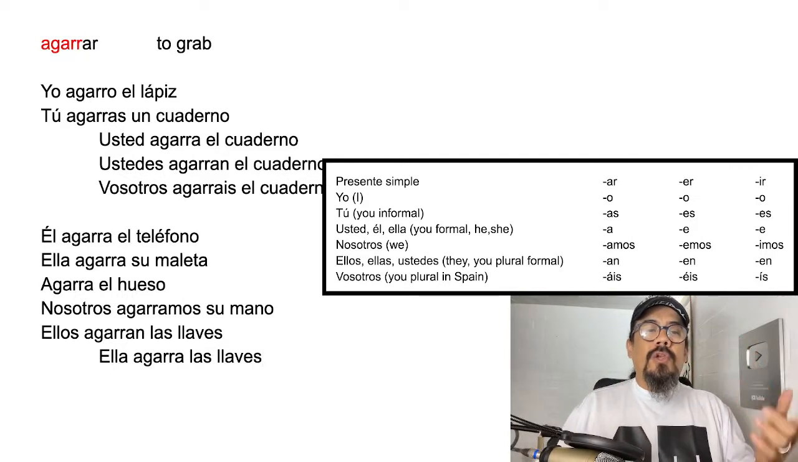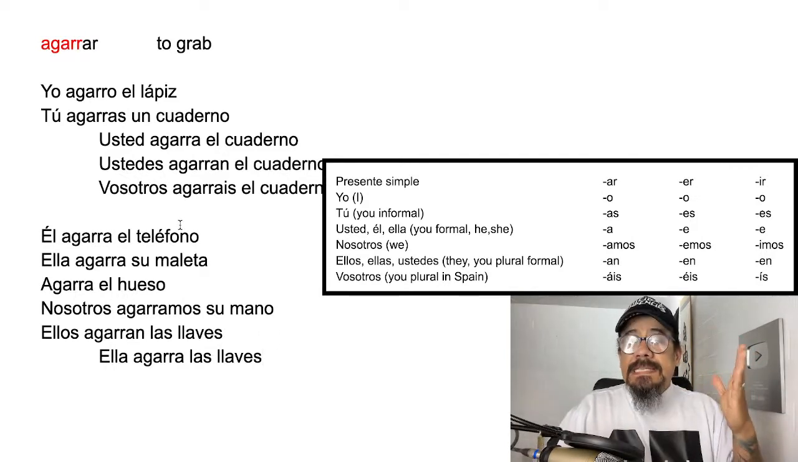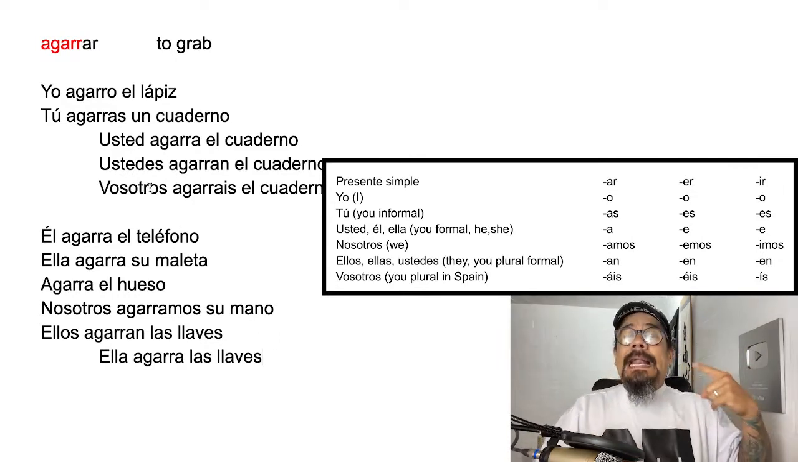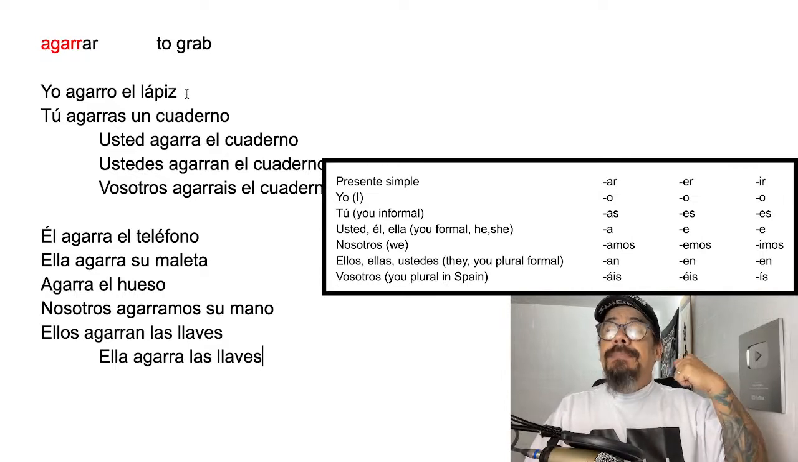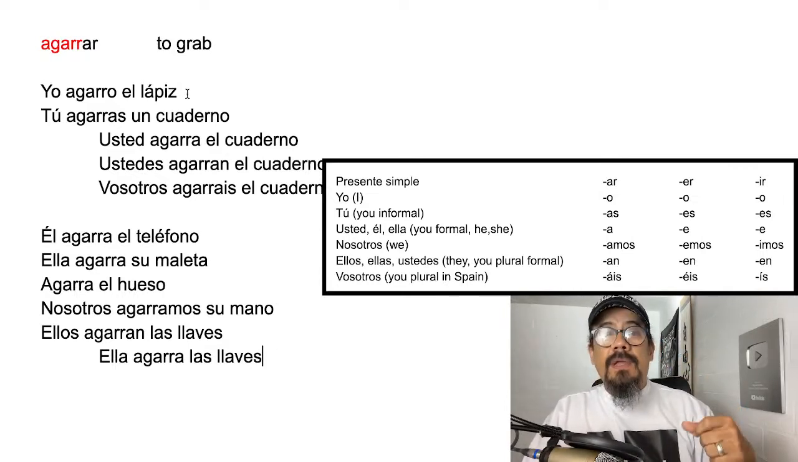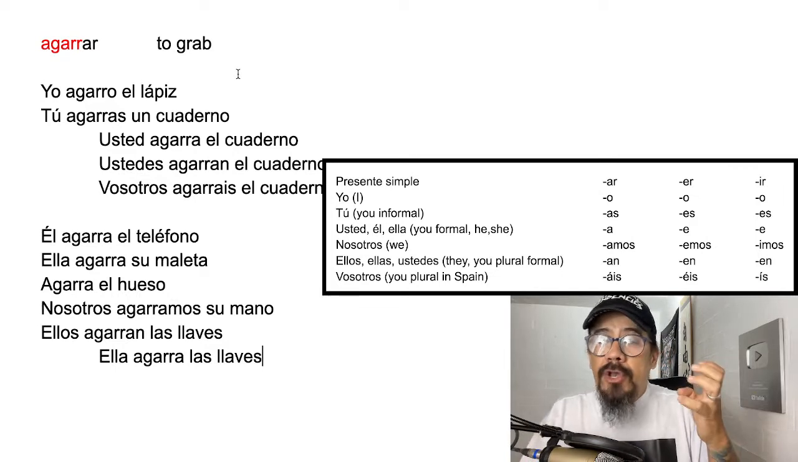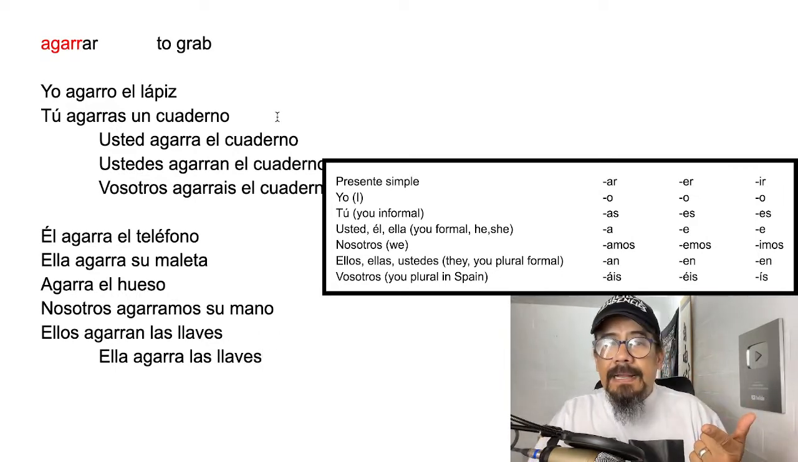So, yo agarro el lápiz. Once again, agarro el lápiz. Tú agarras un cuaderno. Yo agarro el lápiz, I grab the pencil. Tú agarras un cuaderno, you grab a notebook. Usted agarra un cuaderno.